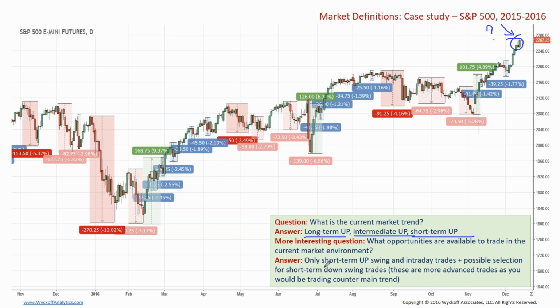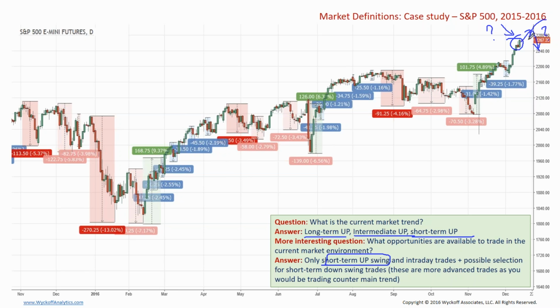Most likely, we're only going to have short-term upswing, which is going to be either intraday right here, or 2 to 3 to 5 to 7 days type of smaller short-term swing trades. And then the next move, more significant move, is going to be probably to the downside.